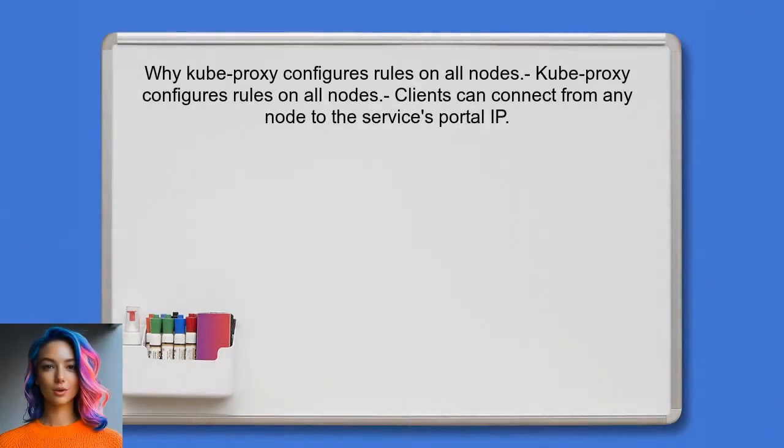The user is correct that kube-proxy needs to configure these rules on all nodes. This is because any client in the cluster could connect from any node to the service's portal IP.